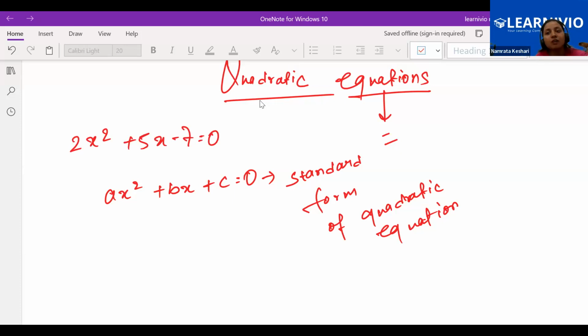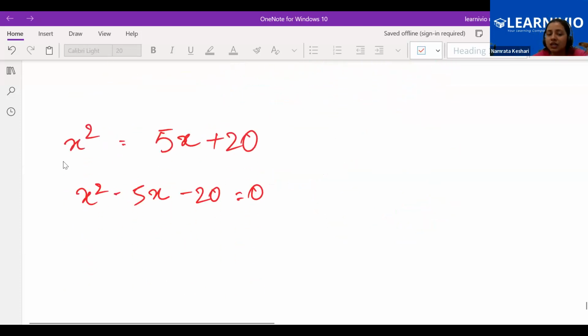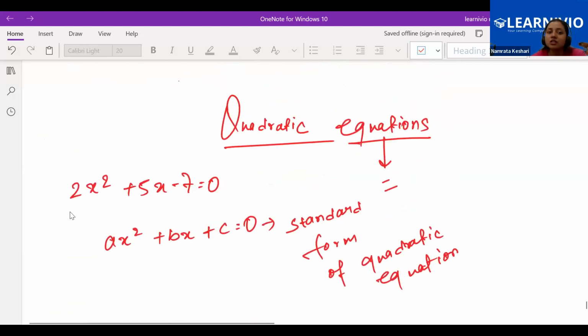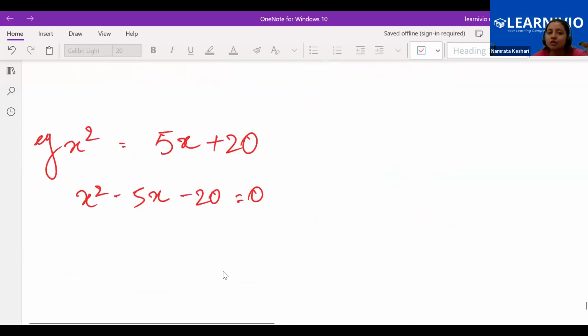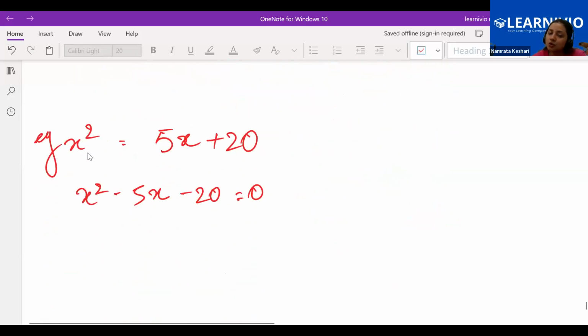Here one side we will always maintain 0. Okay, it's just a way of expressing it in a standard format. If one of the sides is not 0, we can make it 0. We can transpose everything on one side. For example, x square is equals to 5x plus 20 I have taken, and I asked to write it in the standard form. How? Just in this form, ax square plus bx plus c is equals to 0. So this 5x we can transpose to this side. This 20 we can transpose to this side. It will become x square minus 5x minus 20 is equals to 0. Okay. And this is the standard form of quadratic equation.